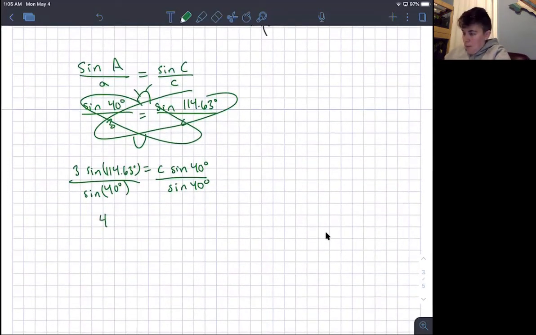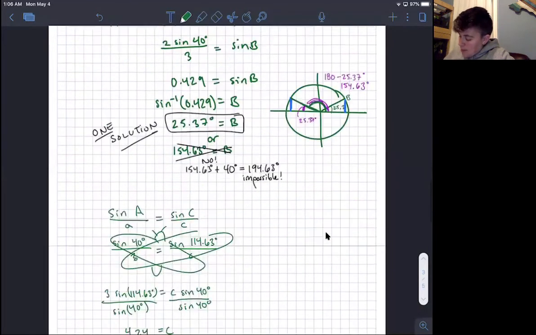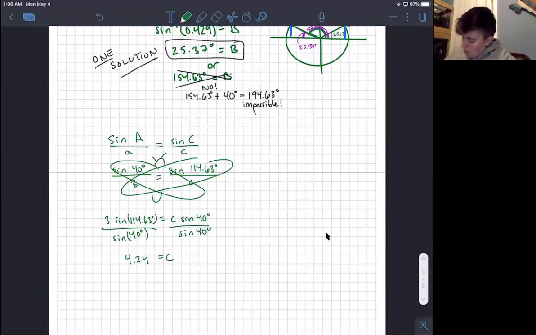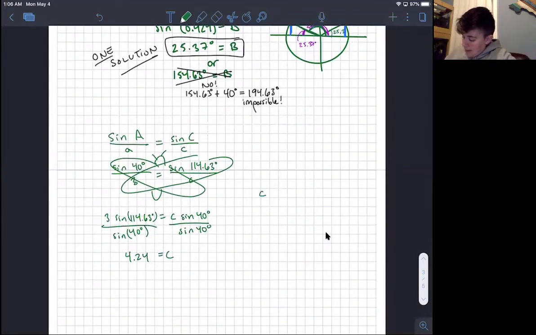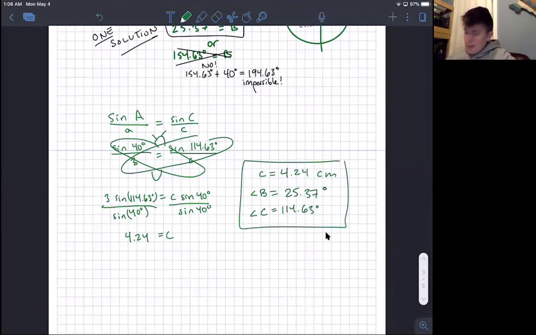Okay, so I got 4.24 equals C. Now again, I didn't round until the very end. So my unit of measurement is centimeters. Remember my little box with all of my answers? I'm going to say C equals 4.24 centimeters, angle B equals 25.37 degrees, and angle C equals 114.63 degrees. I'm going to put a big box around that. Yay! One solution.